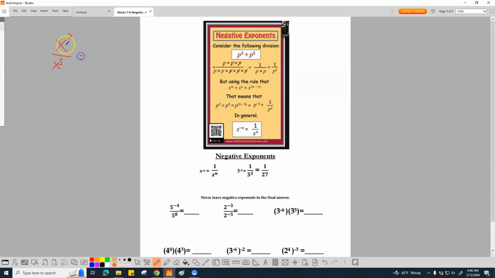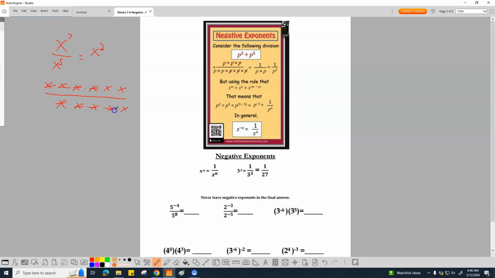why is the rule subtraction? Because the rule is 7 minus 5, which gives us x squared. Why is it subtraction? Well, check it out. If I had 7 x's on top, that's 1, 2, 3, 4, 5, 6, 7. And then if I had 5 on the bottom, 1, 2, 3, 4, 5, and you divided them all out one at a time, check out what happens. They're canceling each other out.